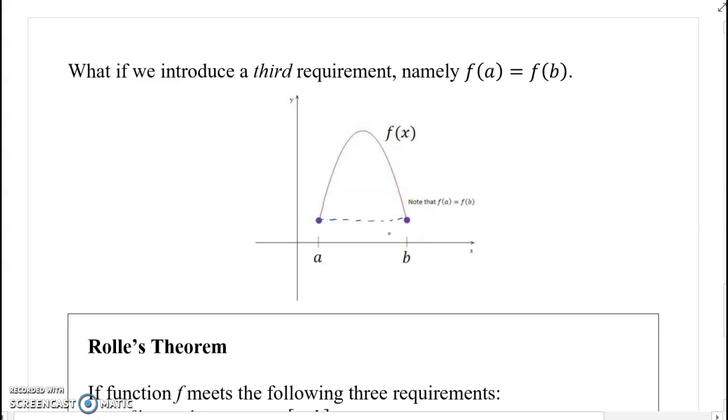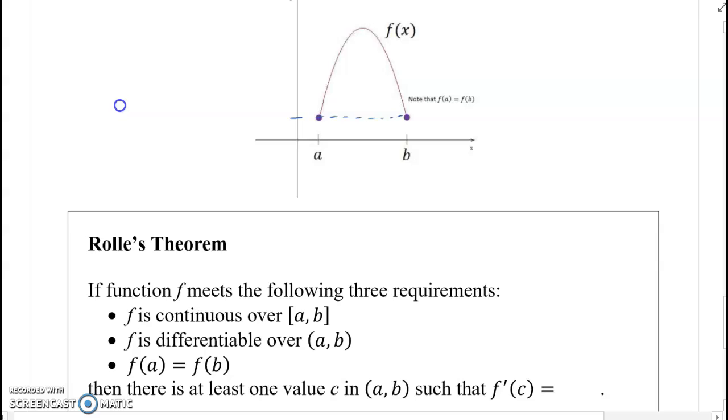Horizontal height? Vertical height, right? The same y value. That's not a requirement for the mean value theorem. It's just an extra thing that could happen. And we actually call this thing Rolle's theorem. I think historically Rolle came along and figured out this theorem before the mean value theorem, which is a more general theorem. So Rolle's theorem is a special case of the mean value theorem. But other than that, it's exactly the same.